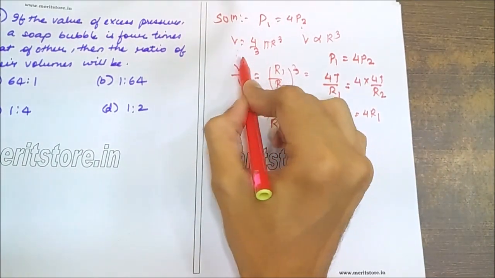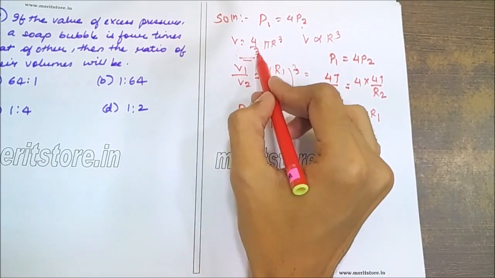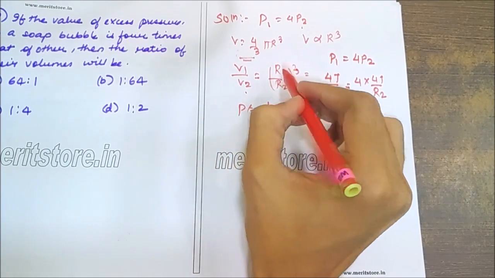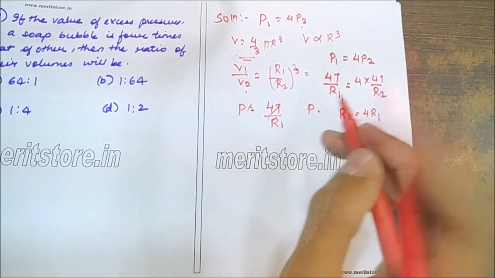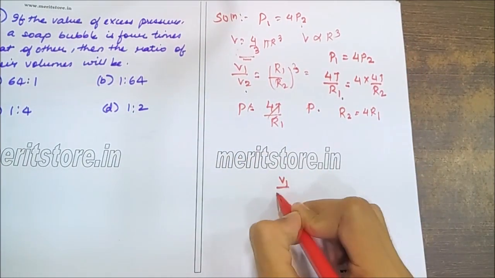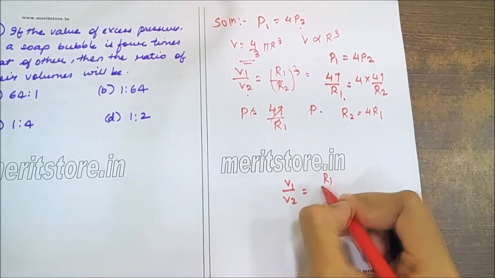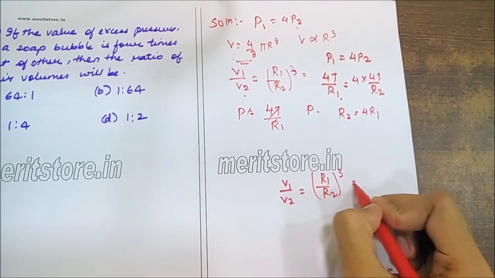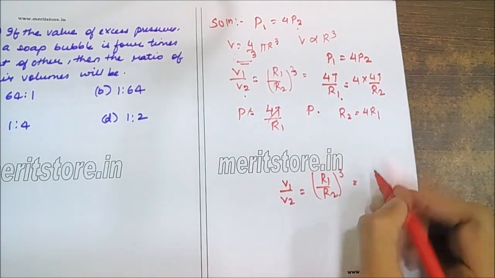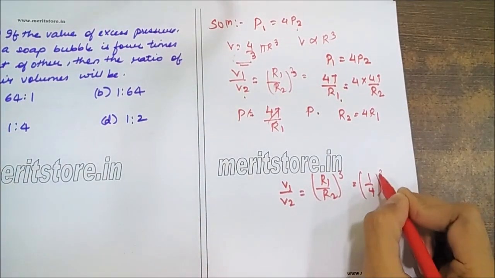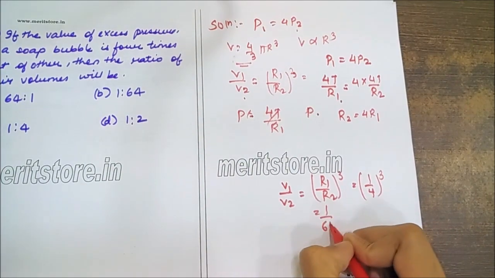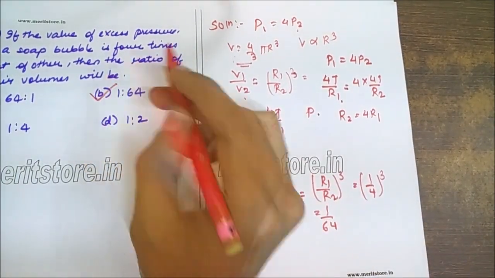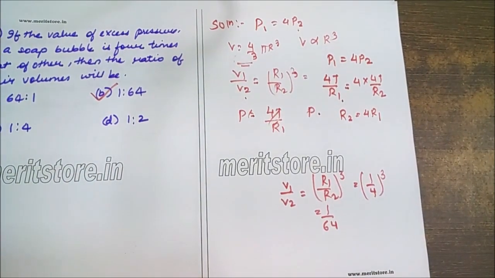Then we have the equation for volume: V is equal to 4 by 3 pi r cube. So we have two volumes, V1 upon V2, and we get V1 upon V2 equals R1 upon R2 the whole cube, which is 1 upon 4 the whole cube. So 1 upon 4 cube becomes 1 upon 64. So the ratio of the volume of one with respect to the other becomes 1 is to 64. So B is the correct option.